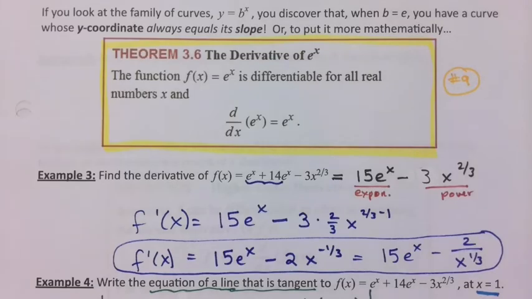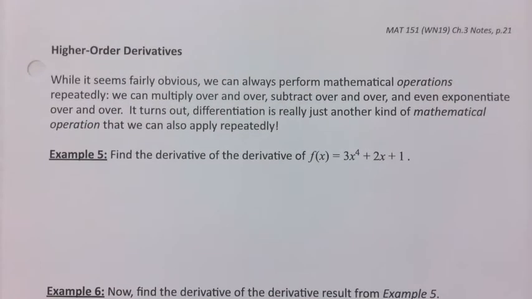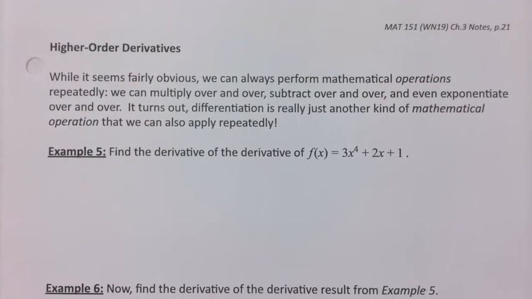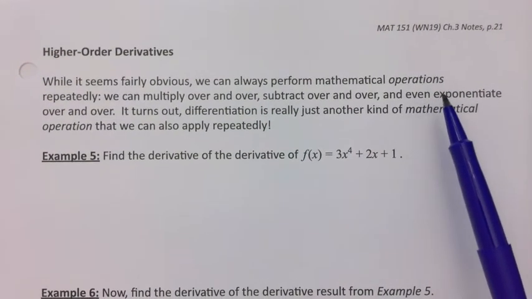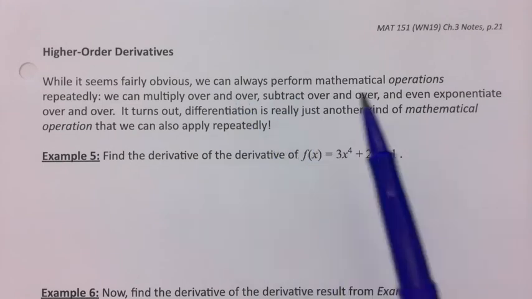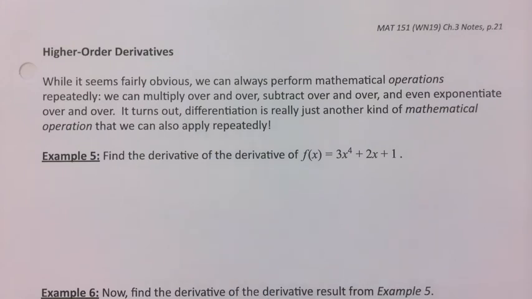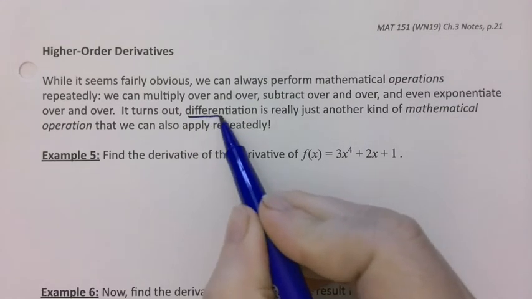All right, so now we want to head into a very quick topic, which is higher order derivatives. Not only can you take a first derivative, where the derivative is the slope of the tangent line, but you can take the derivative of the derivative. That's because taking a derivative itself is a mathematical operation. So we can do this over and over and over. Just like we can multiply over and over, subtract over and over, we can actually take the derivative, differentiation, over and over and over.